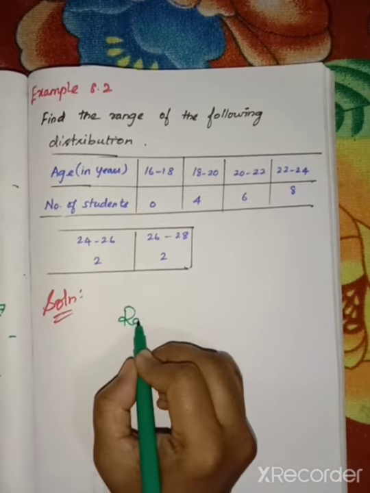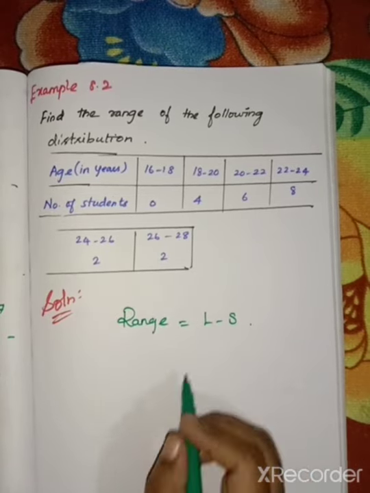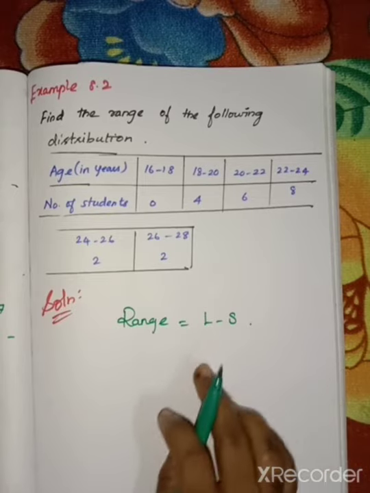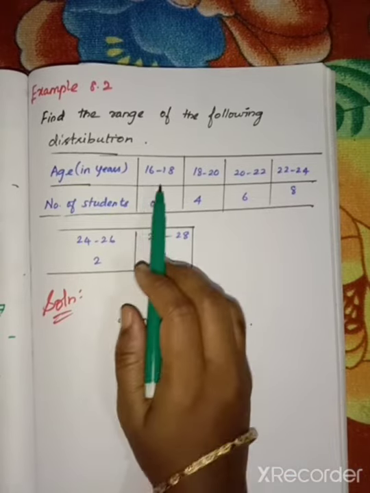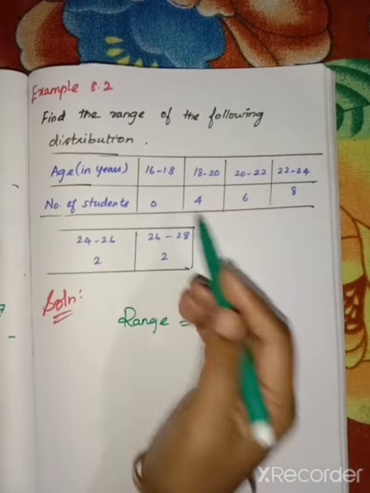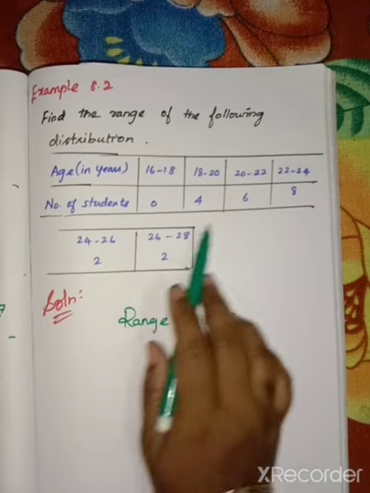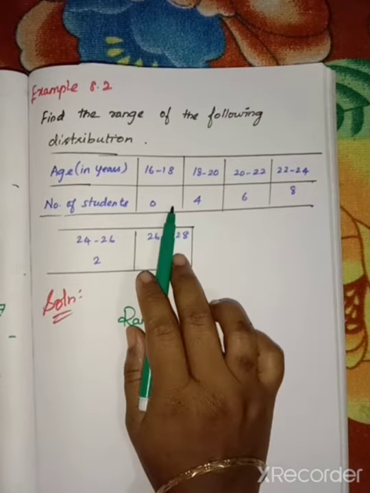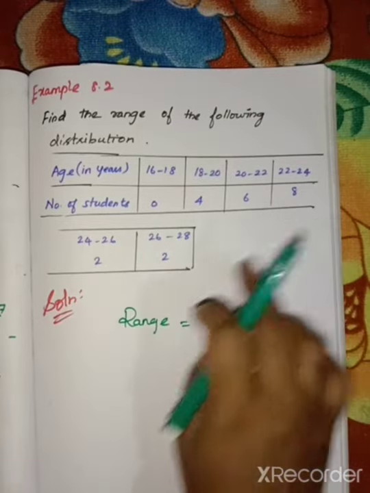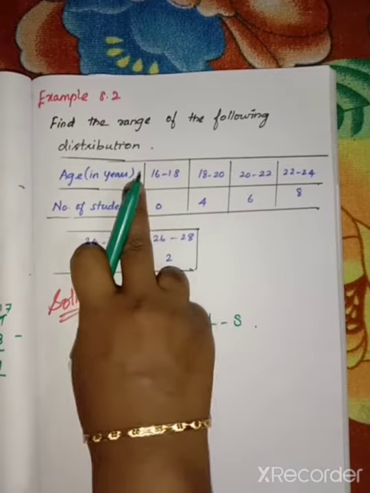So the range formula is L minus S. Here we want to find the largest and smallest value. To find them, we have to take the age. Don't take the number of students, because those are counts. So don't say, ma'am, 8 is the largest one and 0 is the smallest value. This is not correct. We have to look at the distribution alone, that is, the age in years.